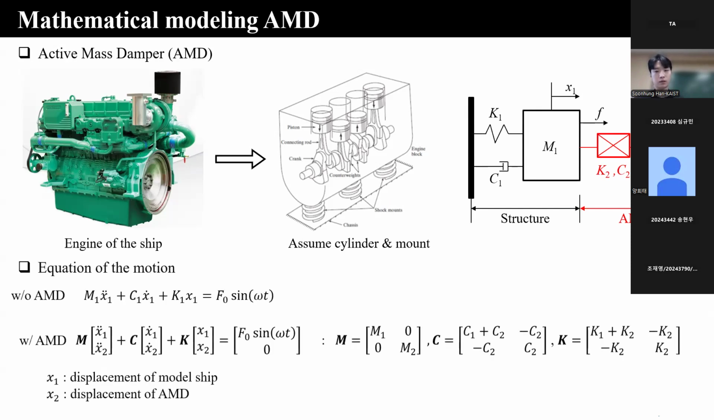The equation of motion for this system is as follows. The case without AMD is expressed by a simple second-order differential equation, and we assume the excitation force acting on the engine is a sinusoidal function, because we consider the wave impact. With the AMD case, this equation of motion can be expressed in matrix form. So the M, C, K matrices are as follows.